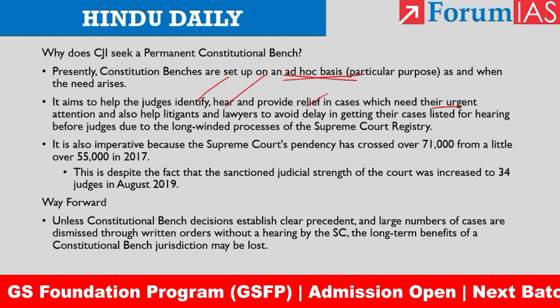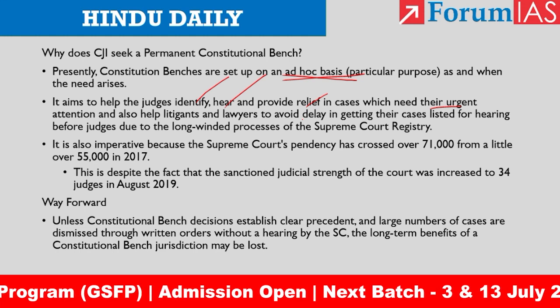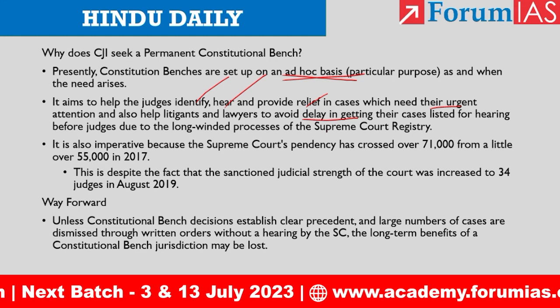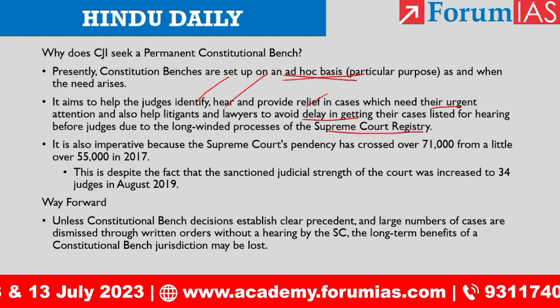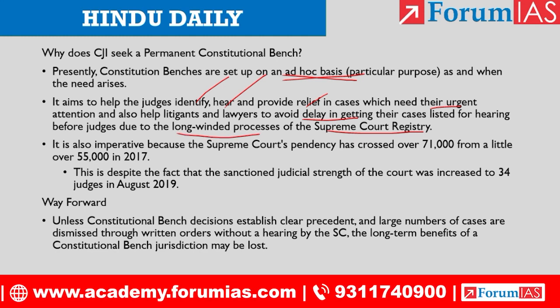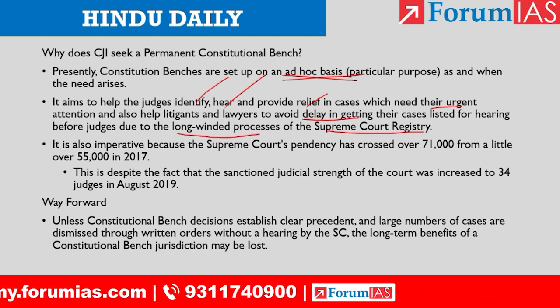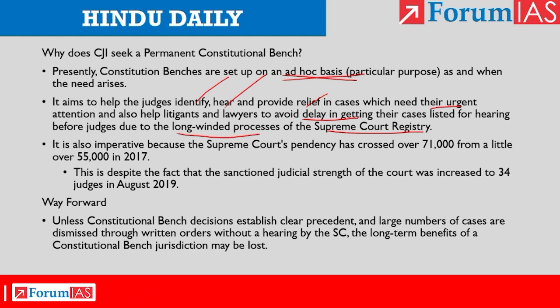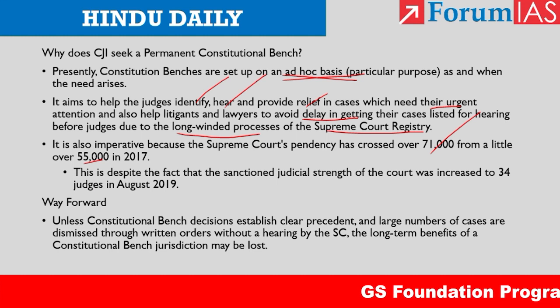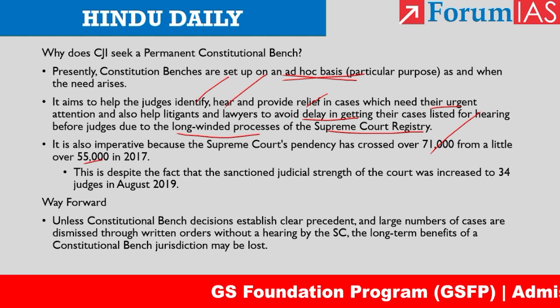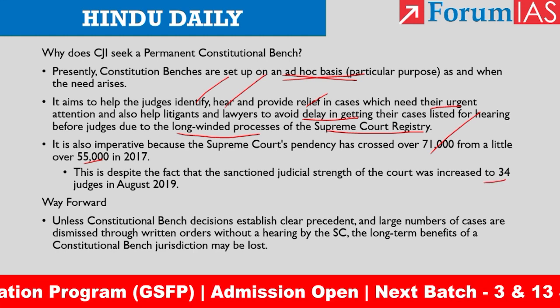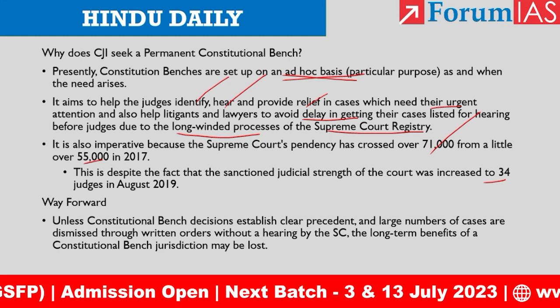Because generally what happens, when litigants and lawyers are involved, there is delay, and the Supreme Court registrar has to approve. So it's a very long process. Then the Chief Justice is saying we should go with a permanent constitutional bench, because right now pendency has crossed 71,000. In 2017 the number of pending cases was 55,000 only, but suddenly it has shot up to 71,000. And all this is happening in spite of the fact that the sanctioned strength of the Supreme Court has been increased to 34. Earlier it was a bit low, but now they have increased it. In spite of that, pendency is increasing.